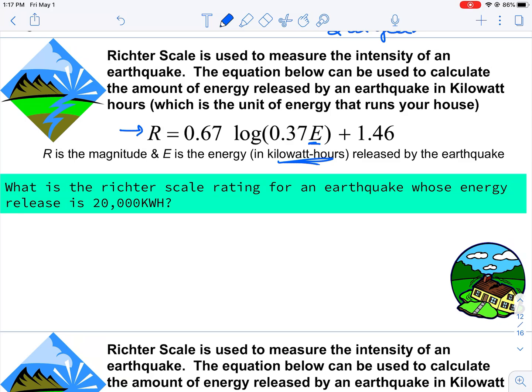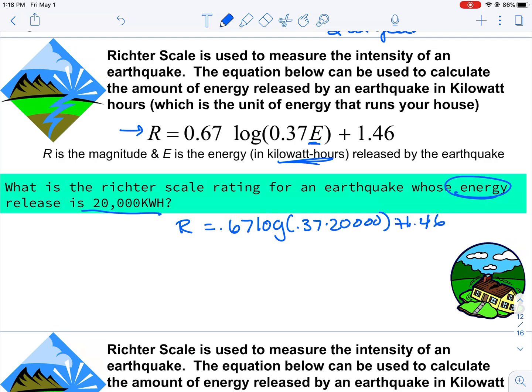That's what you run your house on. So we get this formula. It's not something you have to have memorized or anything like that, but it's just a nice little application. This one asks, what is the Richter scale rating if the energy released is 20,000? Okay, so I know the energy is 20,000. That tells me I'm going to substitute that in for E.